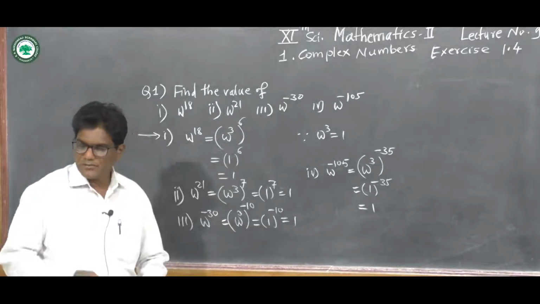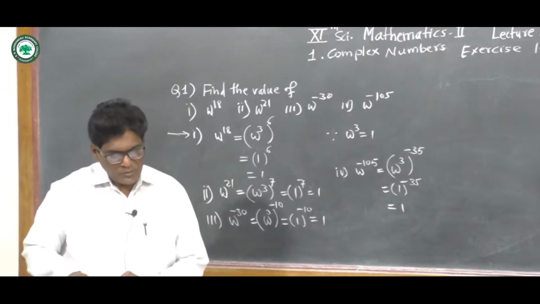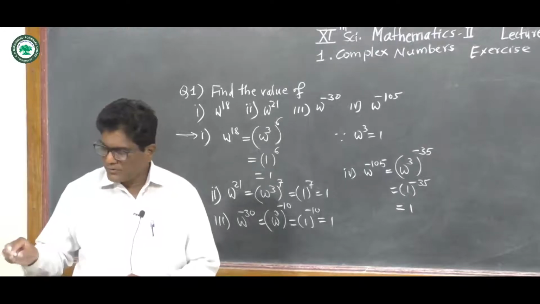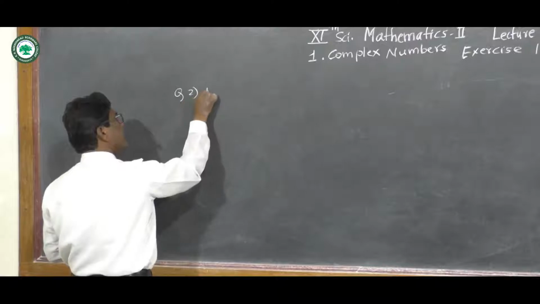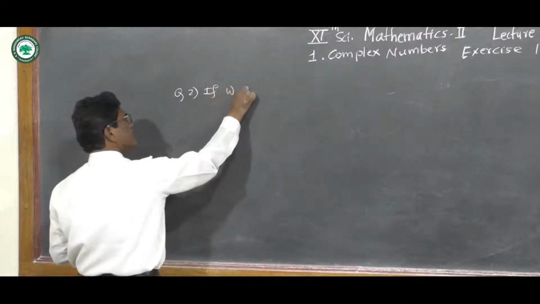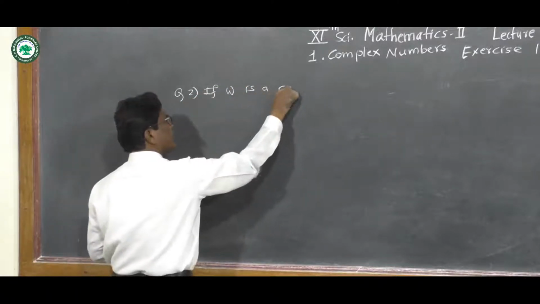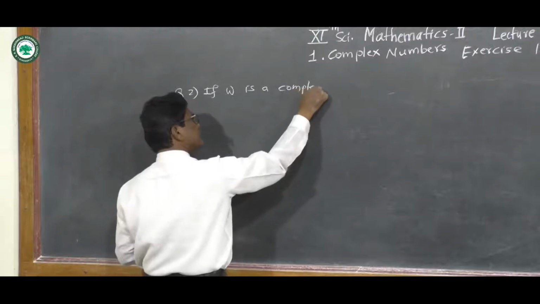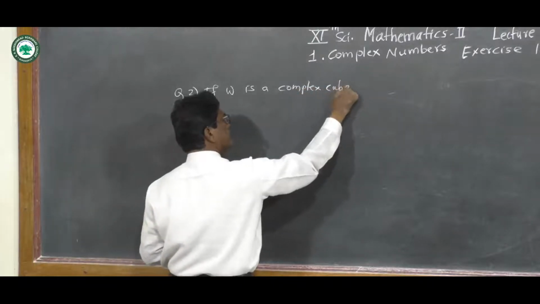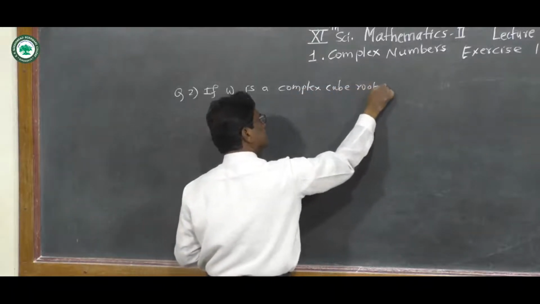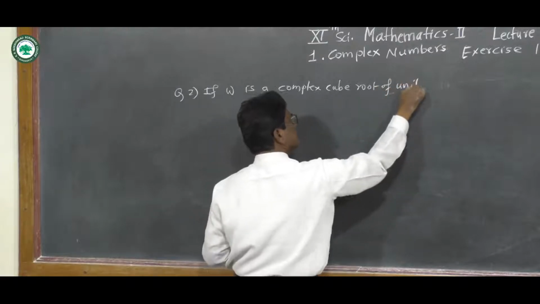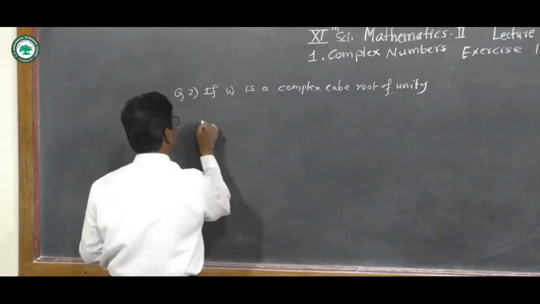Now we start question number second. If omega is a complex cube root of unity, then show that.